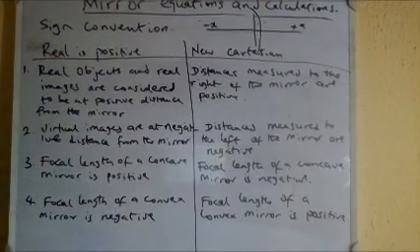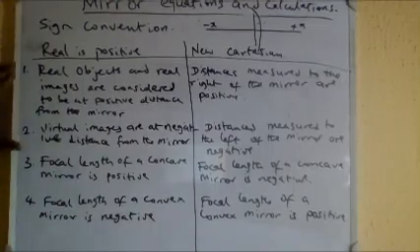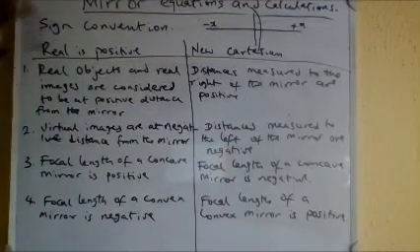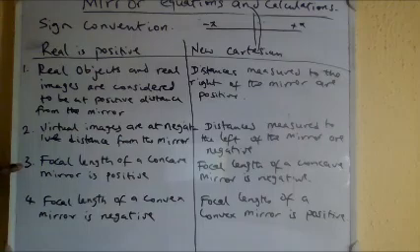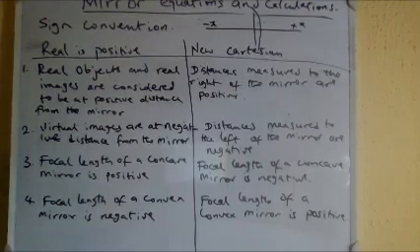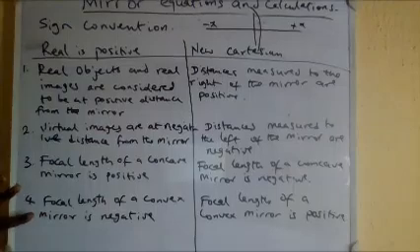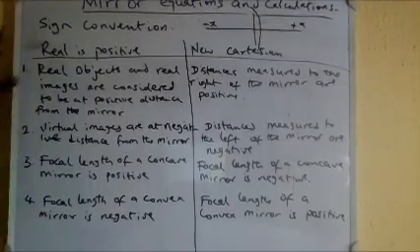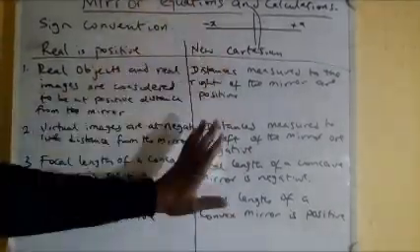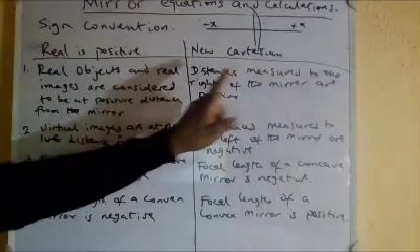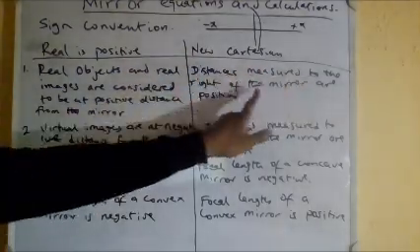So this one is very simple. Real positive, very simple. Real objects, real images positive. Virtual images negative. Concave mirror, focal length is positive. Convex mirror, focal length is negative, for real-is-positive convention. Look at the other convention. Like I said initially, everything to the right is positive. Distances measured to the right of the mirror are positive.